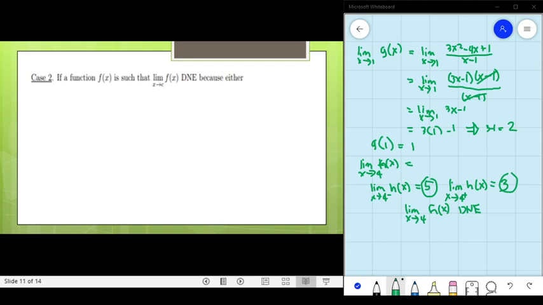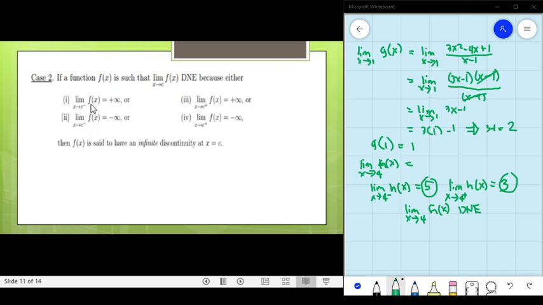Okay, so let's proceed to case number 2. If a function f of x is such that the limit of f of x as x approaches c does not exist because either the limit of f of x as x approaches c from the left is equal to positive infinity, or the limit of f of x as x approaching c from the left is negative infinity, or the limit of f of x as x approaching c from the right is positive infinity, or the limit of f of x as x approaching c from the right is negative infinity, then f of c is said to have an infinite discontinuity at x equals c.